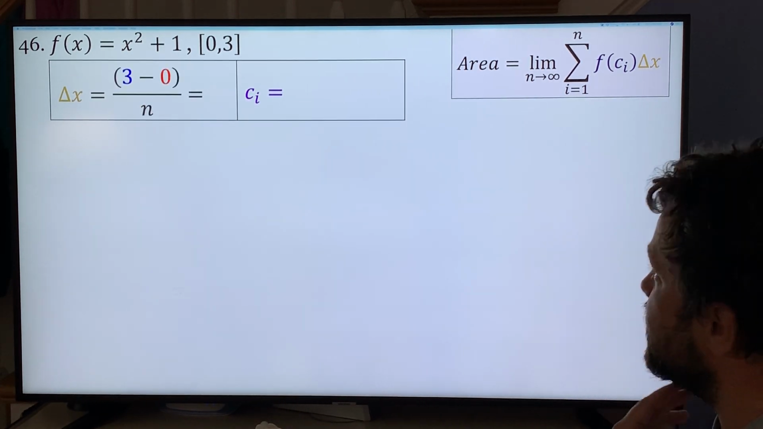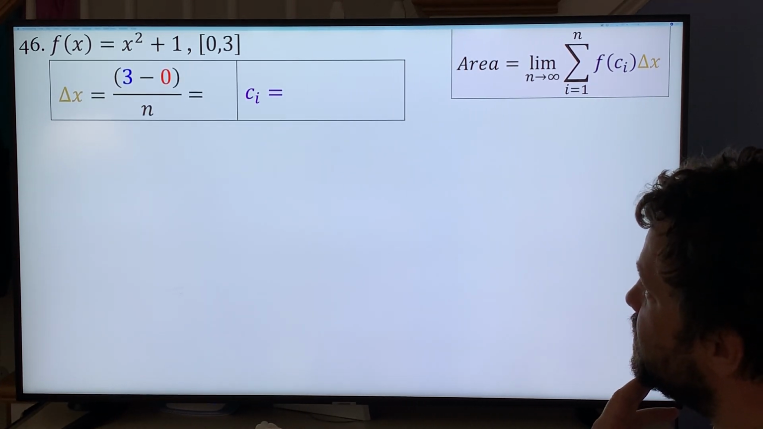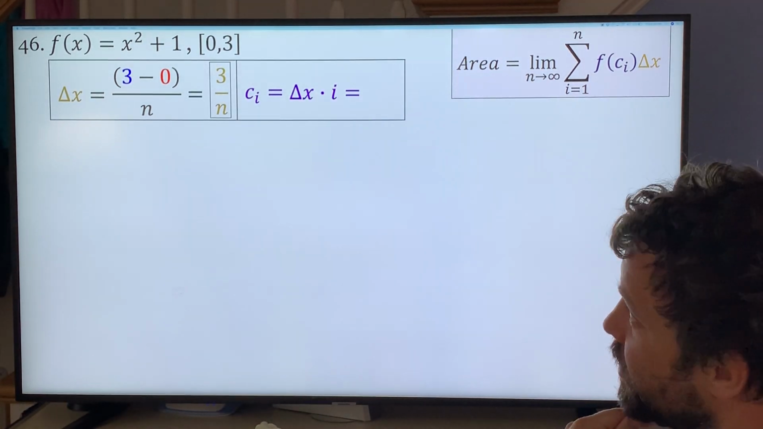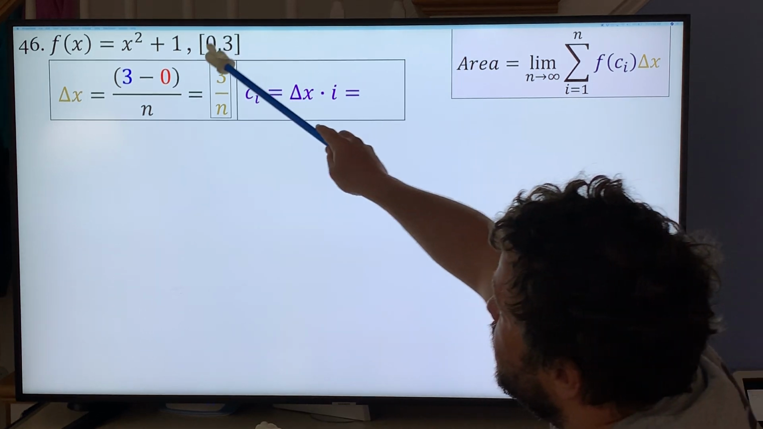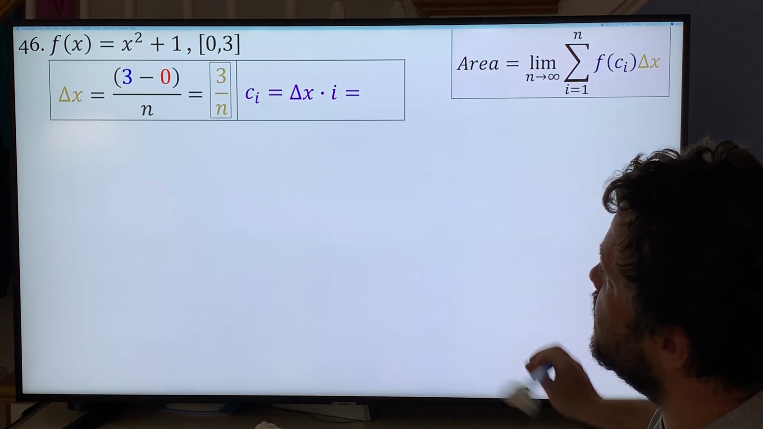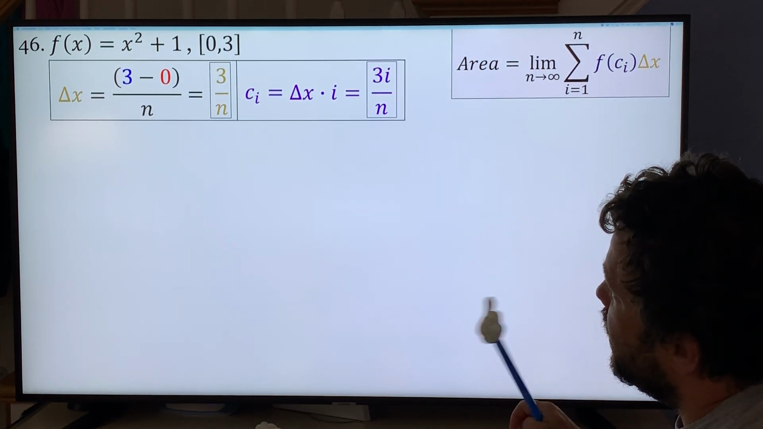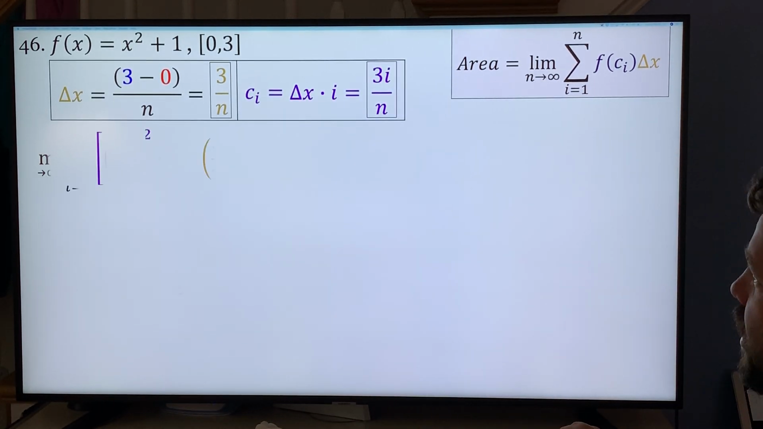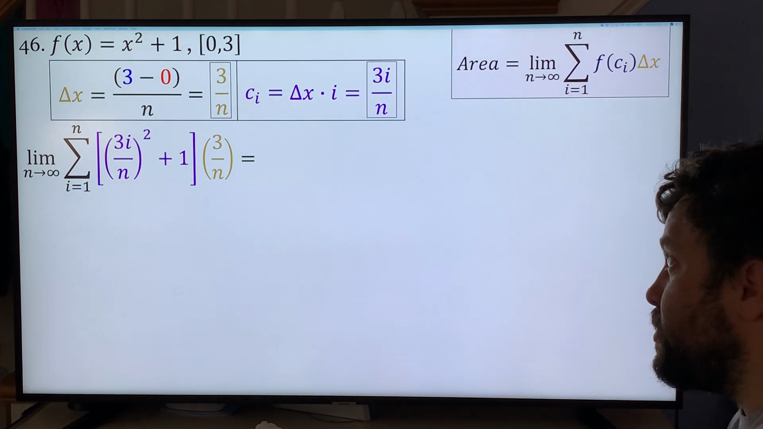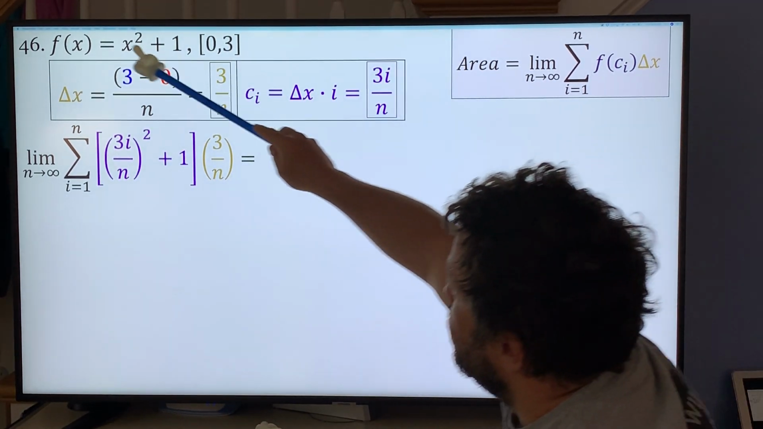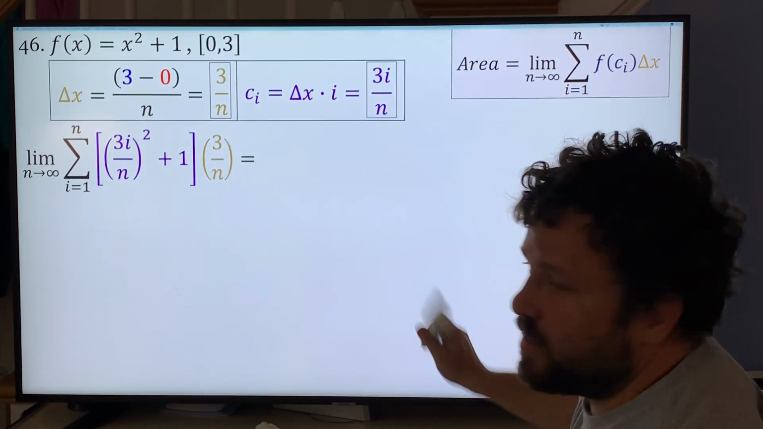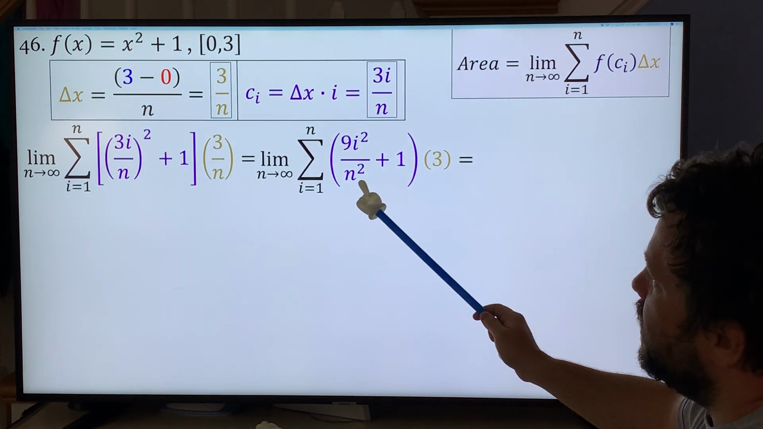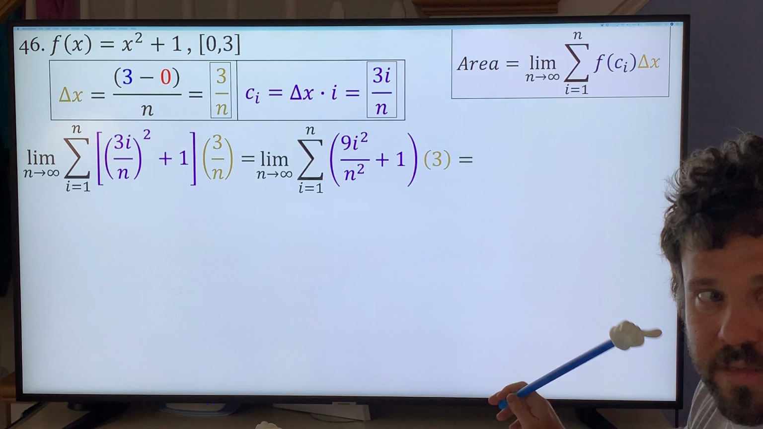Alright, so delta x, 3 minus 0, 3 over n, ci is a, which is 0 here, plus delta x times i, which is 3i over n. What you do here is you're going to square 3i over n and add 1 and then multiply by delta x. 9i squared over n squared plus 1 times 3.